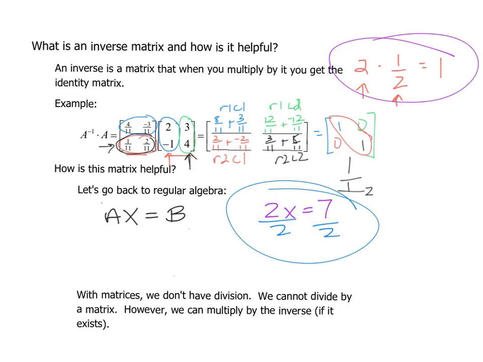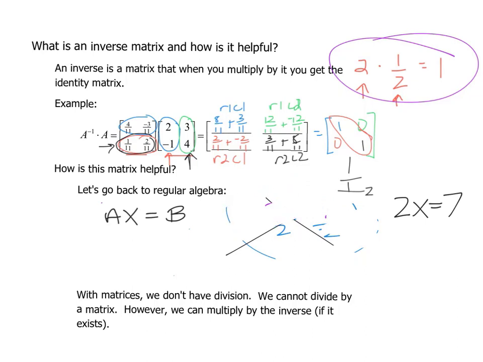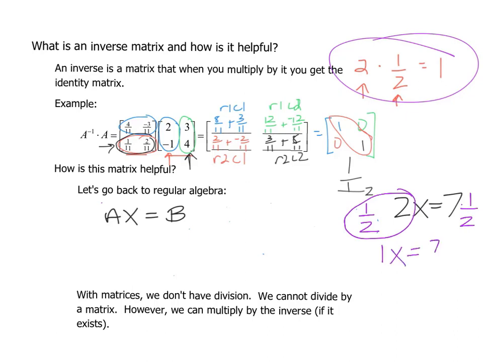However, let's think about it differently. 2x equals 7. What we could do is multiply both sides by the multiplicative inverse. If I multiplied both sides by the multiplicative inverse of 2, that would be 1/2. So I'm going to multiply both sides by 1/2. Then these two numbers together just give me 1, and I have 1x equals 7/2. That gives me x equals 7/2. I can't do division, but I can multiply by that inverse. That's what we're going to do here.